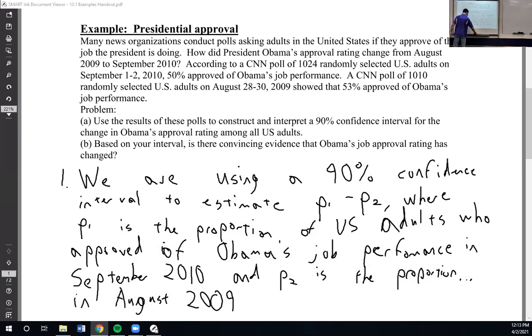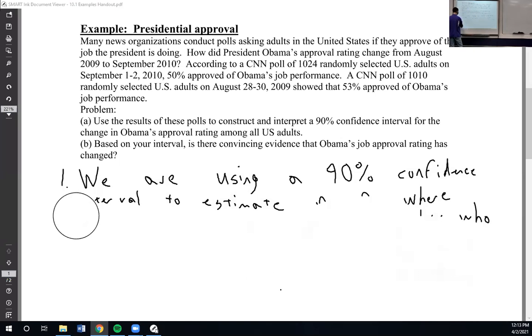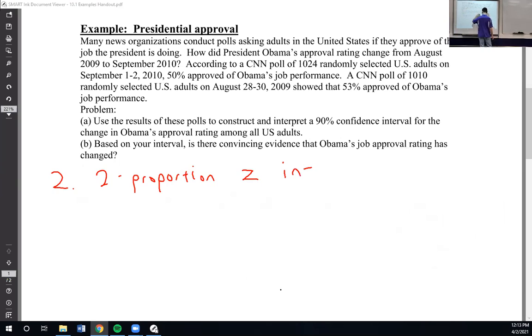Step 2. First thing we do in step 2 is we say the name of our test. We are doing a 2 proportion Z interval. Imagine what it's going to be called on the calculator. And now we're going to check our conditions. Random.